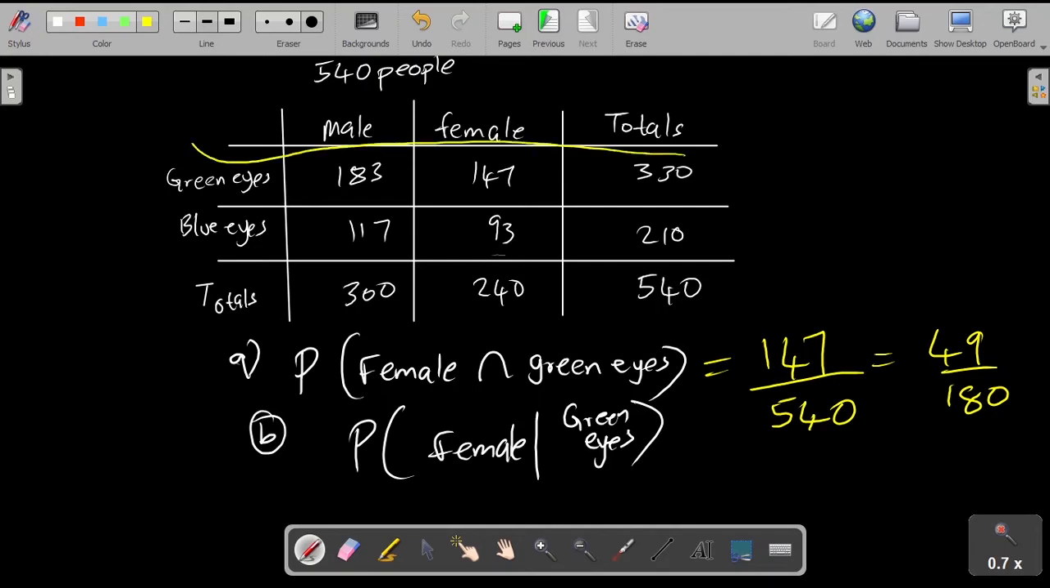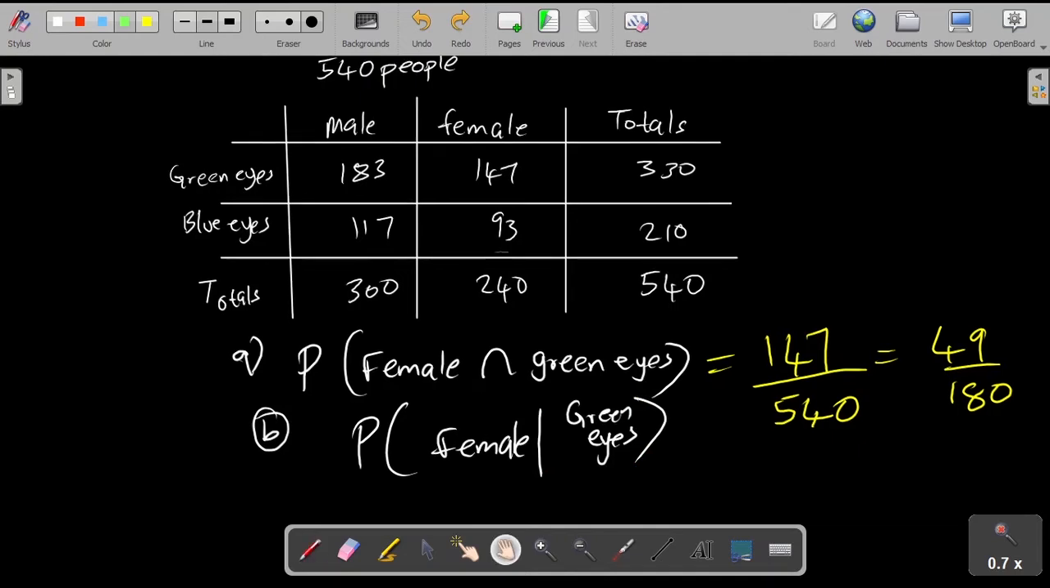So we're only looking at this portion of the table. It is given that the person has green eyes, but we don't know if the person is female or male. But we specifically want to check for a female person. But that person must have green eyes. So it doesn't make sense for the total to be 540, because that includes people who also have blue eyes. So we're given that the person must have green eyes, and so that'll be our total.